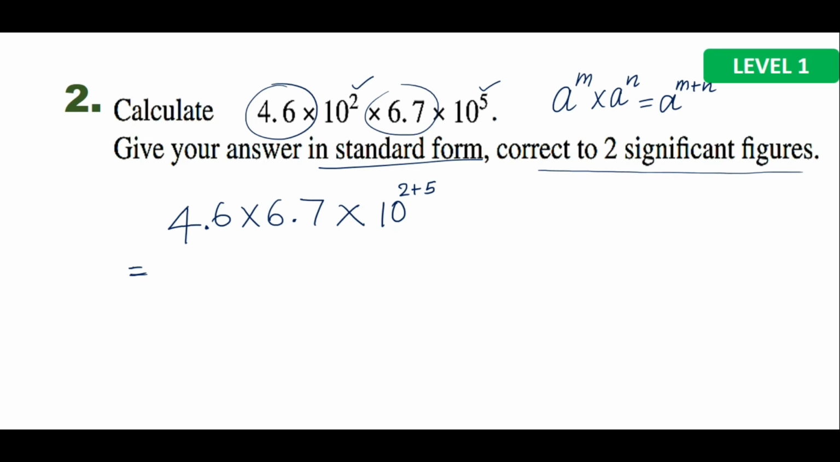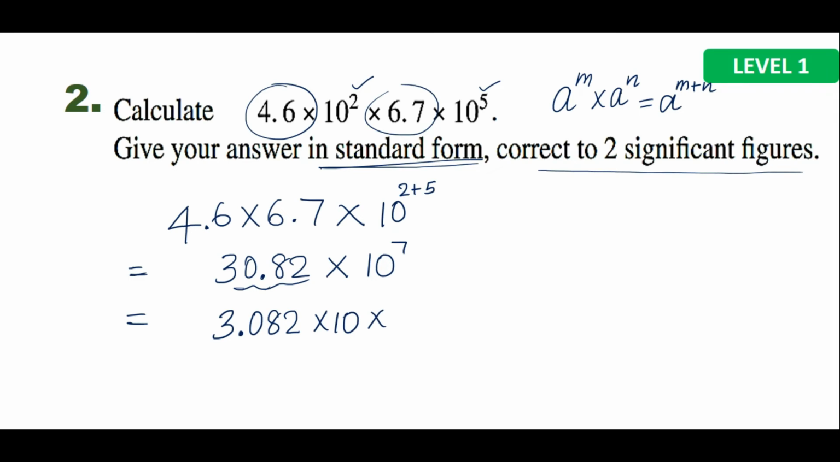You can calculate this value 4.6 times 6.7 as 30.82 times 10 to the power of 7. This is still not in standard form because this value is not less than 10. I'll write it as 3.082. So if I shift this decimal just once to get back to 30.82, I can just type times 10 to the power of 7. Now the answer here is going to be 3.082 times 10 to the power of 8.